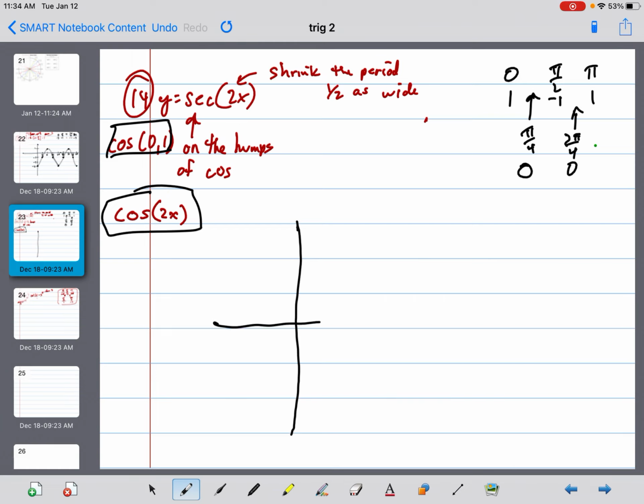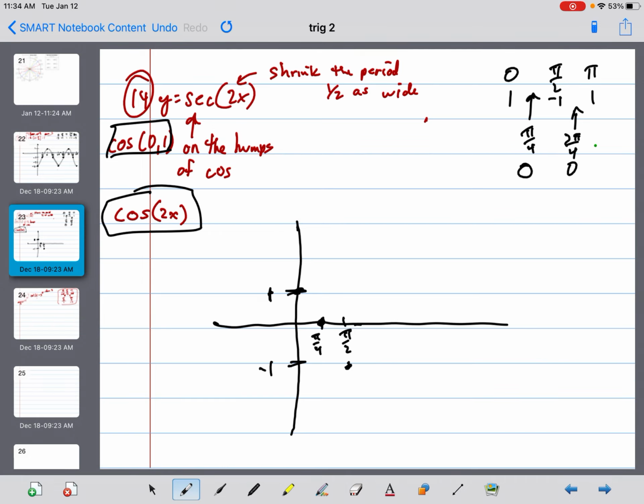Making the graph there. So we're only going up to 1 and down to negative 1. But then we're going to get some U-shapes here. So at 0, it's at positive 1. Now here's pi over 4. That's where it's at 0, at pi over 4.